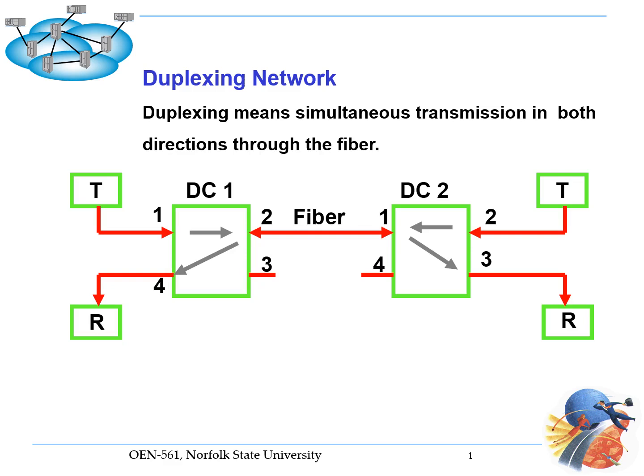We started a discussion in the previous lecture on the duplexing network, where we can connect two users, one on the left, another user on the right, by two directional couplers. But what if we have more than two users in the network?